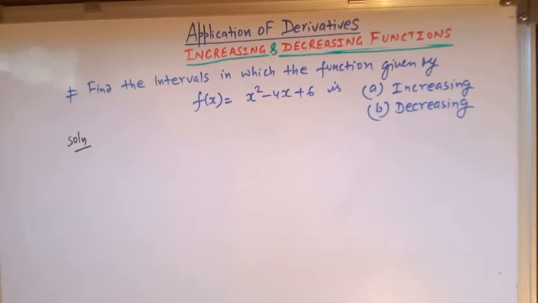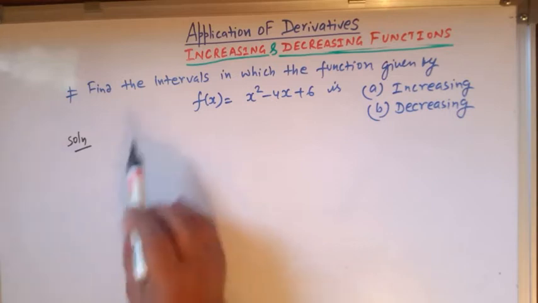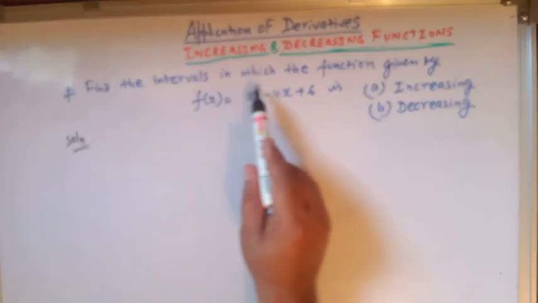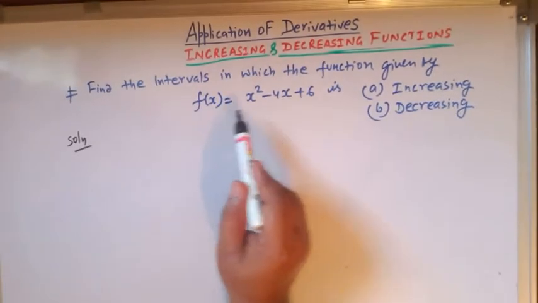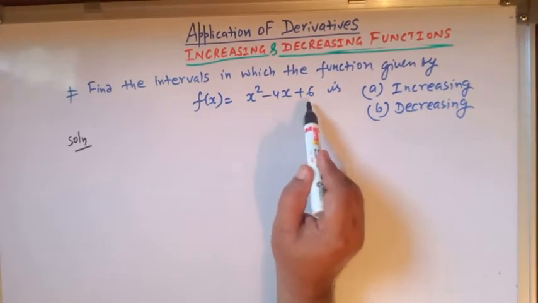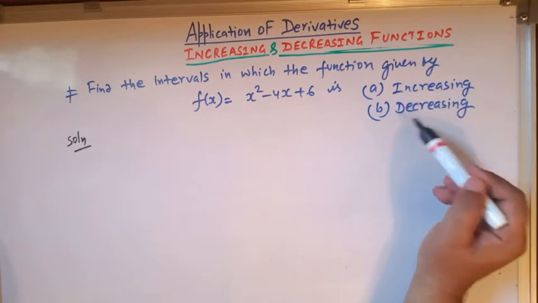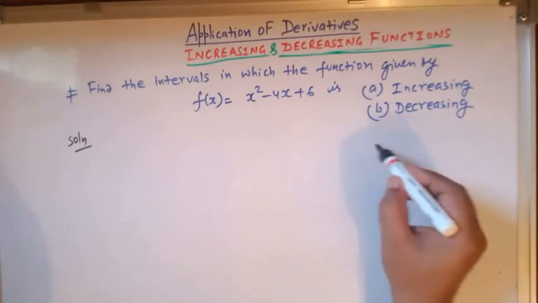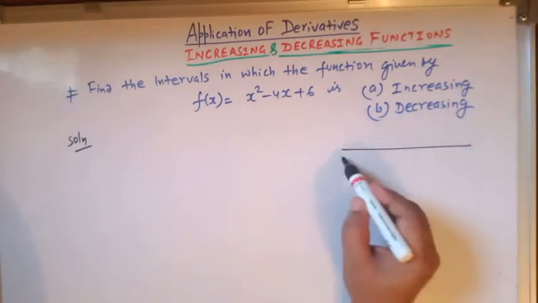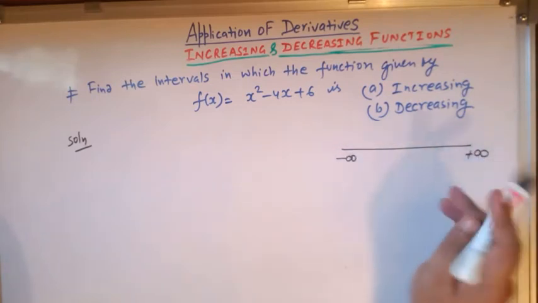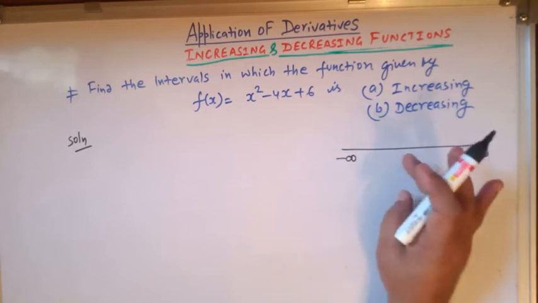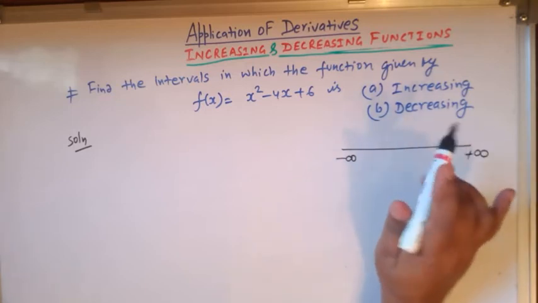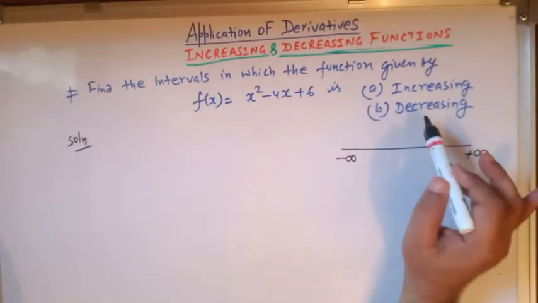Now viewers, we will solve some more problems which are based on polynomial functions. So here we have a quadratic polynomial, and we have to find the intervals in which the function given by f(x) equal to x square minus 4x plus 6 is increasing or decreasing. So here we have to find the interval. To find the interval means this is the real number line, and we have to find the intervals in which this function is increasing and decreasing.